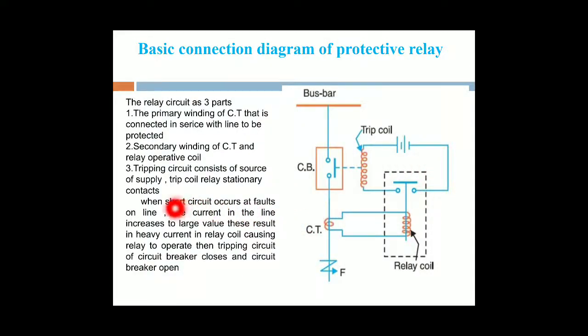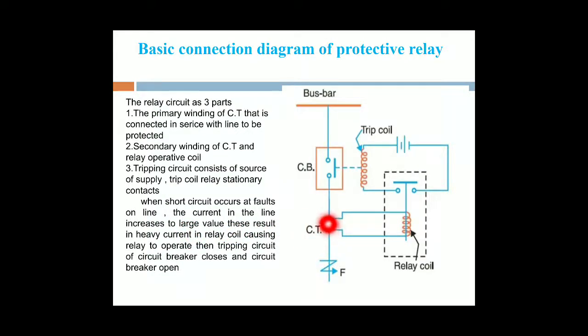Okay, next coming to the working. When a short circuit occurs, fault currents will be flowing through the line, and the current in the line increases to a large value. This is the fault; F is the fault in that circuit. This results in heavy currents in the relay coil. Therefore, heavy currents will be flowing through the secondary of the CT to the relay coil, which causes the relay to operate.